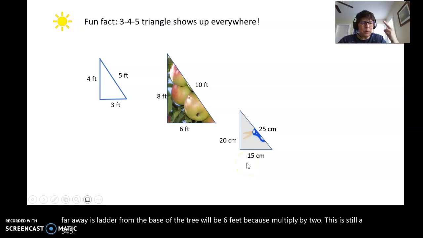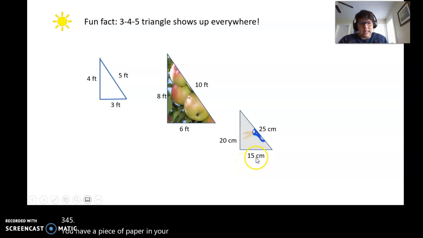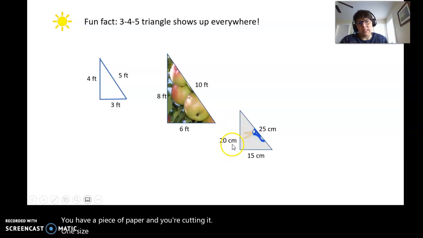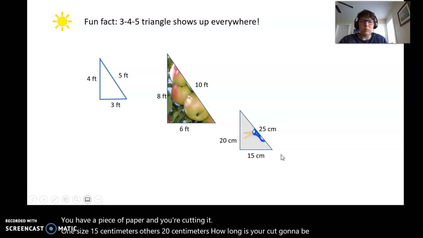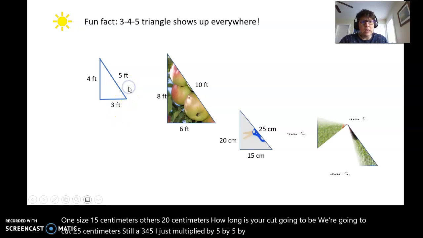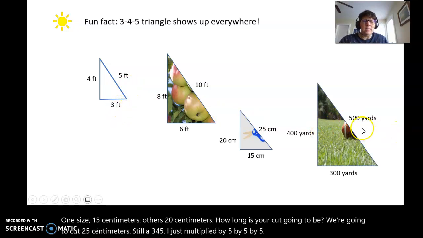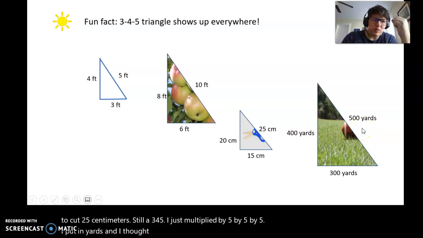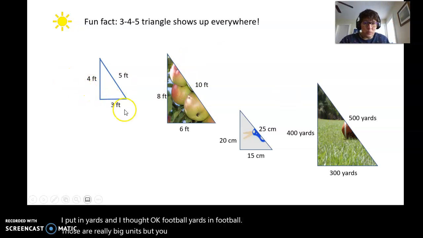You have a piece of paper and you're cutting it. One side's 15 centimeters, the other's 20 centimeters. How long is your cut going to be? We're going to cut 25 centimeters. Still a 3, 4, 5. I just multiplied by 5, by 5, by 5. I put in yards and I thought, okay, football, yards and football. Those are really big units. But you notice it's 3, 4, 5 again. Just multiply by 100.